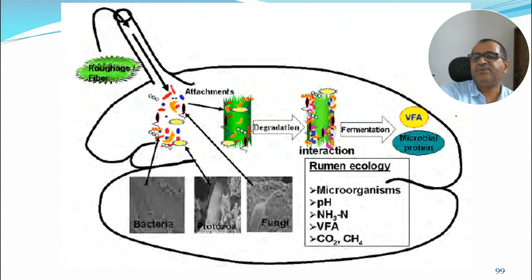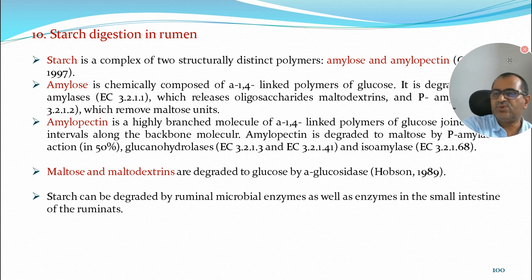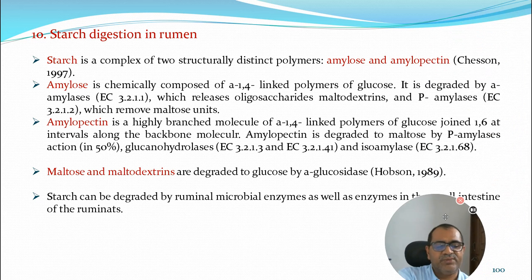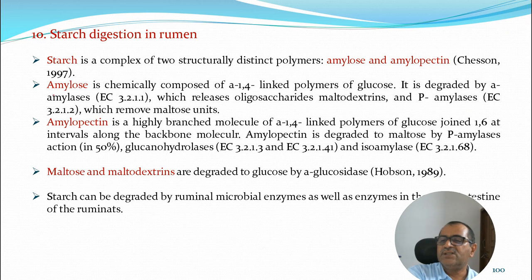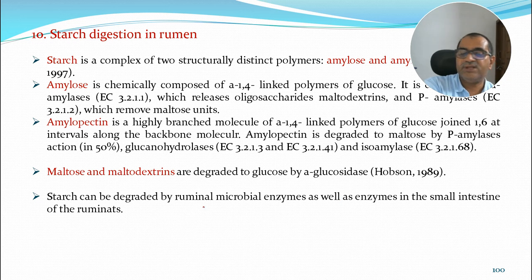Then the roughage fiber is attached by the ruminal bacteria, protozoa and fungi, and degraded by the microorganisms depending on the pH. Then microbial protein digestion can also take place. Starch digestion is also a microbial digestion system, with amylase acting on starch and amylopectin, and maltose and maltodextrins are digested by the ruminants to produce different entities.